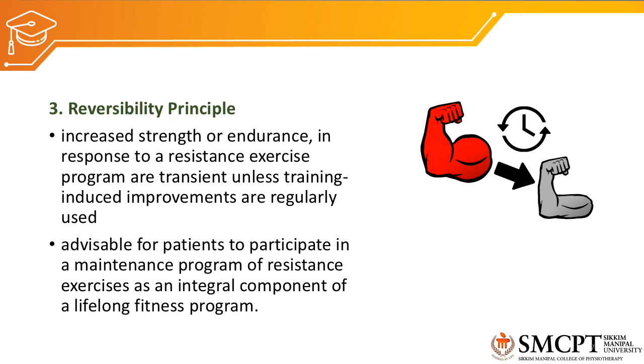And the third principle is called the reversibility principle, where if we have trained the muscle to grow for 3 months and your muscle size grew from 10 centimeter to 15 centimeter, and if you don't train for the next 3 months, then it will be reduced to again 10 centimeter. So that is what these principles mean.